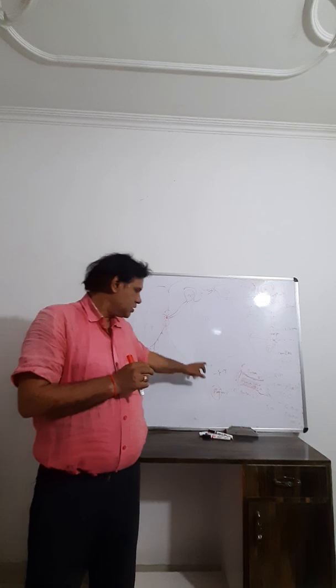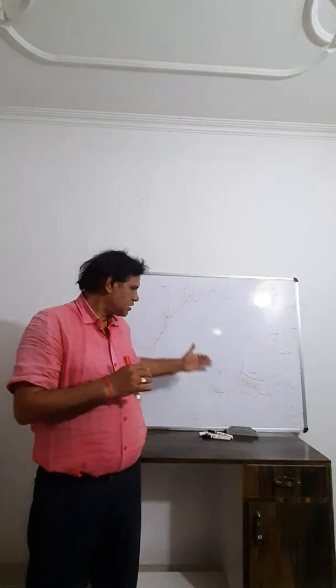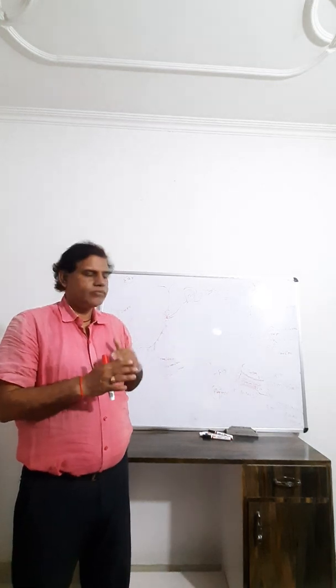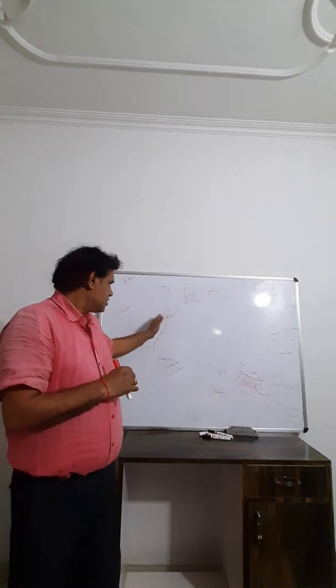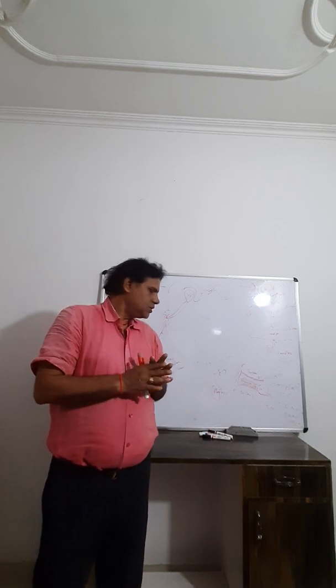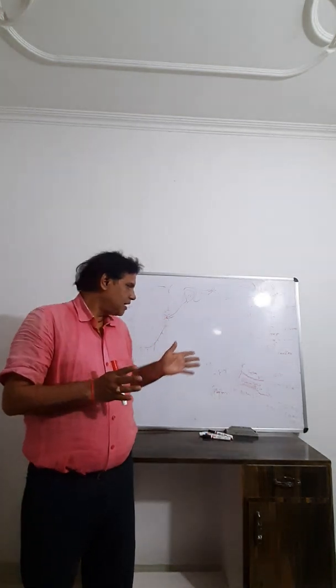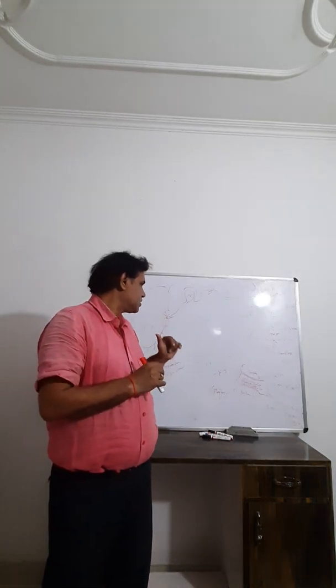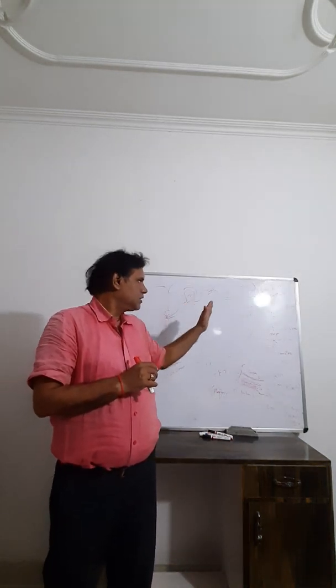There is a tube called the Eustachian tube, which connects the middle ear to the pharynx, and it maintains the pressure on both sides of the eardrum. So the Eustachian tube is very important. It maintains the balance of pressure. These are very important structures: external ear, middle ear, internal ear.